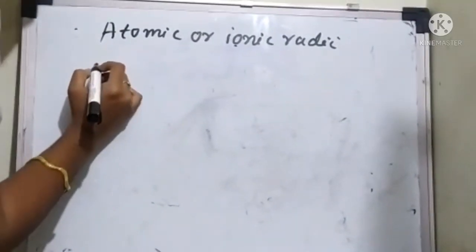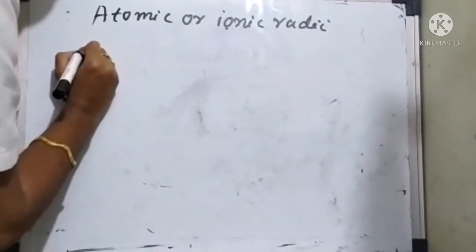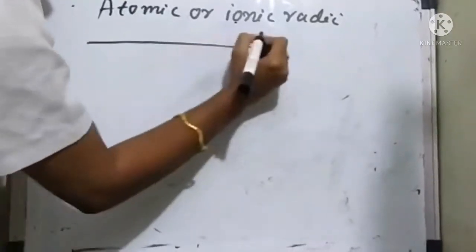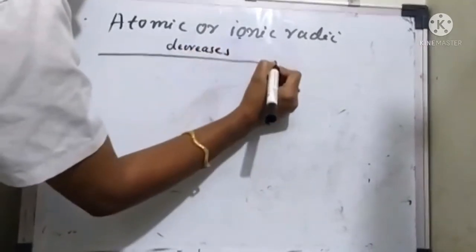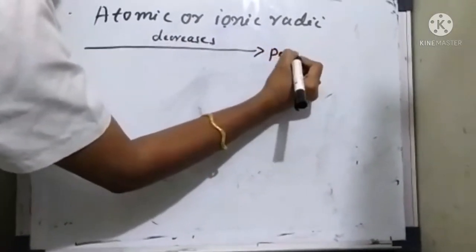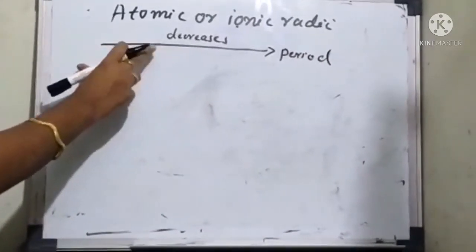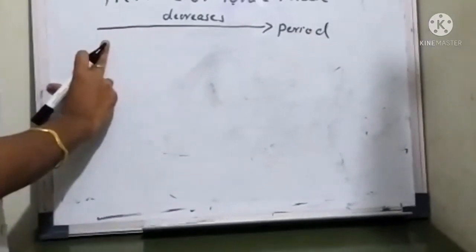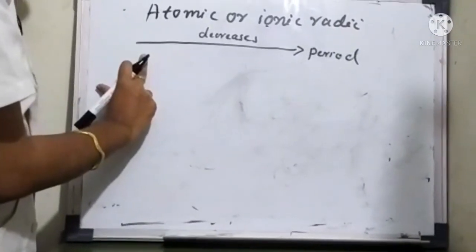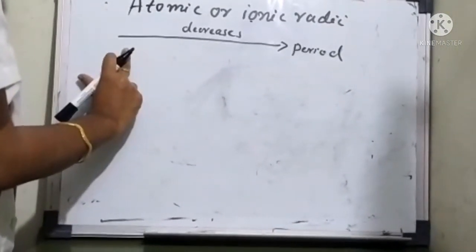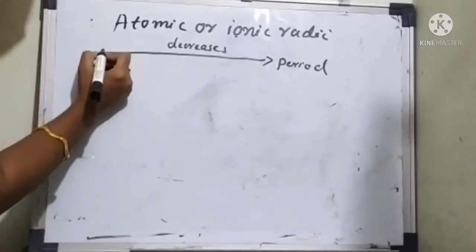The atomic or ionic radius of P block elements decreases as it moves from left to right along the periods. This is because along the periods, the nuclear charge increases. Nuclear charge of the atom increases because electrons are added to the same outermost shell.